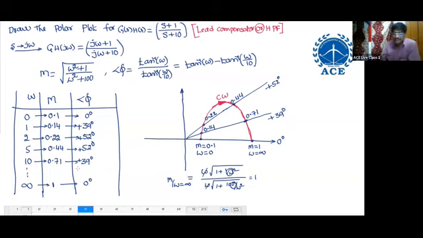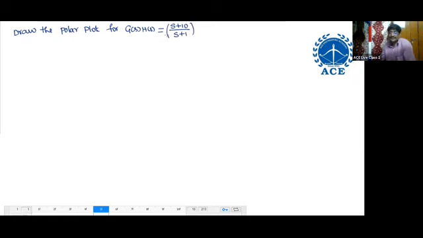Okay? Next, one more problem: the lag compensator. Draw the polar plot. Last problem for the standard procedure. Draw the polar plot for G(s)H(s) equal to (s plus 10) by (s plus 1). Come on, do it. You try.